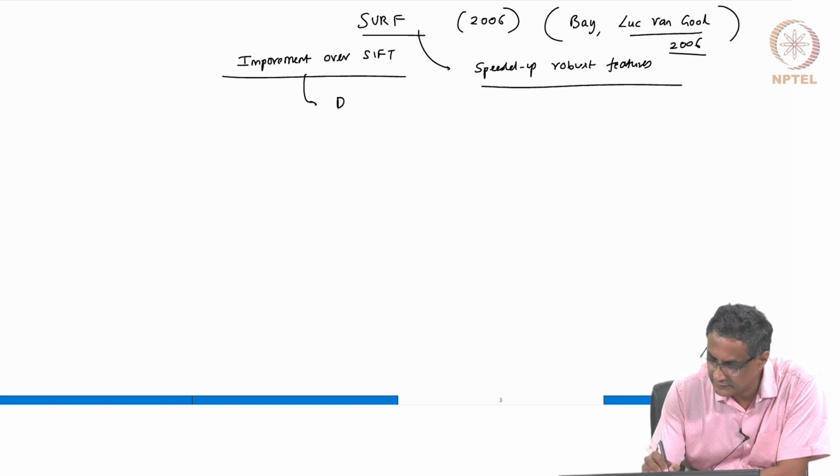So basically, it's an efficient alternative to SIFT. In fact, this implementation also is available. You can even try this in addition to SIFT. But of course, you won't notice the speed difference.